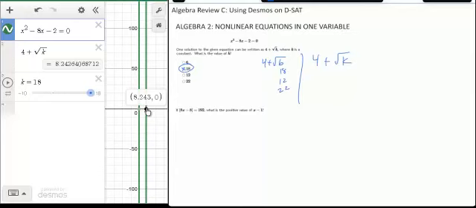So notice, again, when you can use a slider and just test the different points, it will make solving the problem very quick.